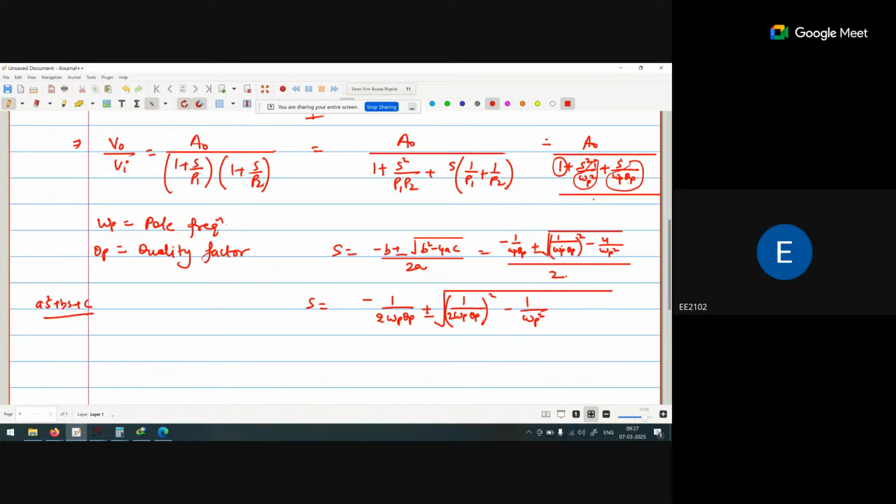Okay. Now with respect to this, can I solve it? Can I take omega p as a common factor? So what we can do with this one is, okay, this is the 2 upon omega p.